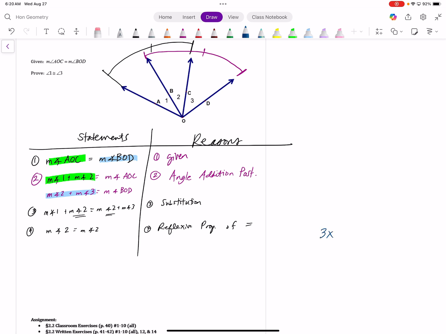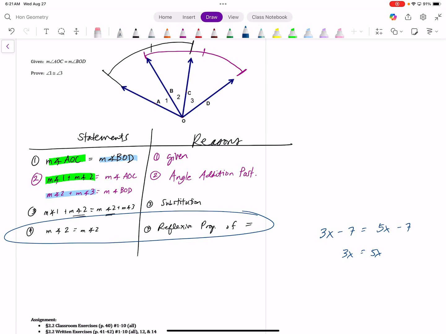Like 3x minus 7 equals 5x minus 7. And my next step is 3x equals 5x. The reason I get to 3x equals 5x is because I'm adding 7 to both sides. I don't think that I need to tell you that 7 equals 7 before I do that. Like, they're numbers. Okay? Measure of angle 2, it's in the one diagram. It can only be the same number. Like, when it's a number, I think that this is optional.